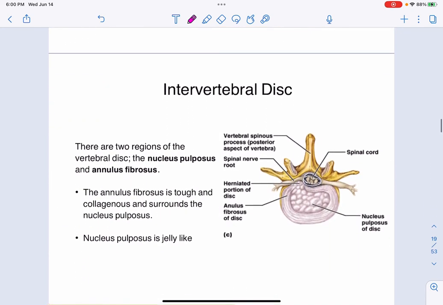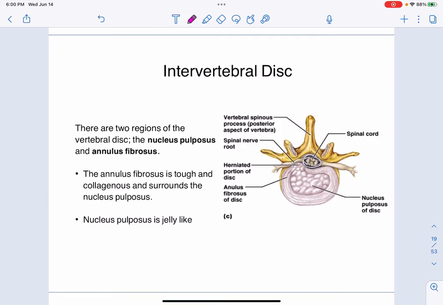Now this slide is showing you the anatomy of the intervertebral disc. And there's basically two components, two regions to the intervertebral disc. There's what is called the nucleus pulposus, which is in the center, and the annulus fibrosus, which runs along the outside. So the nucleus pulposus is jelly-like. That's what's in the middle. And it is surrounded by a tough and collagenous material that is going to surround this nucleus pulposus and kind of enclose it.